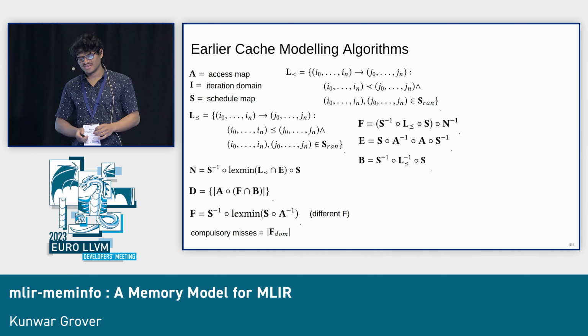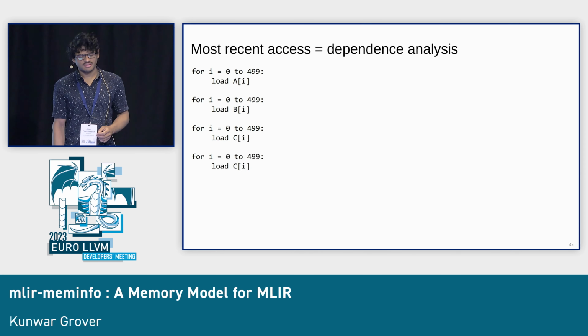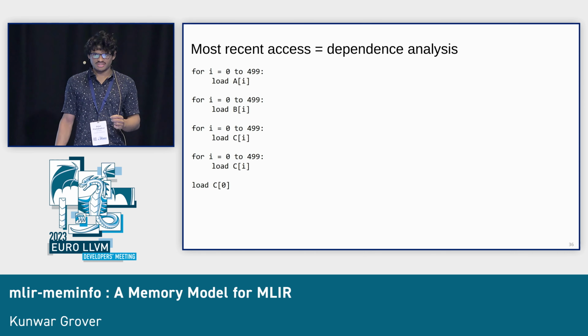So this is an example program. First we access all the locations in A, 0 to 499, all locations in B, and then C again. And finally, we access a couple of single locations like C0, B400, and AX. Assume that X is in bounds here. Now, the first three loops are going to be misses because you're accessing these arrays for the first time, assuming no aliasing and so on. So that's one thing.